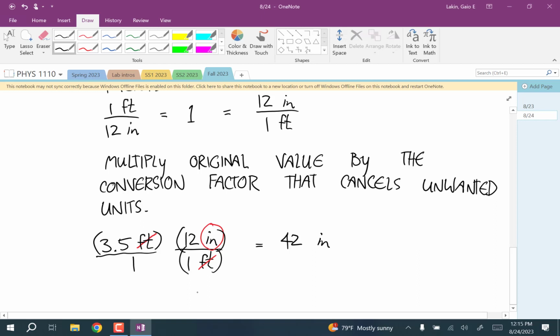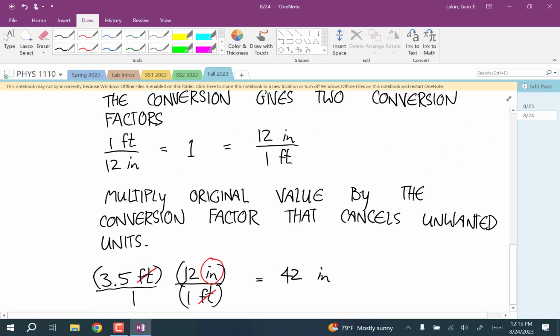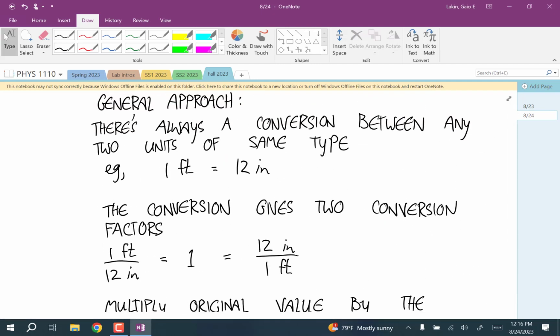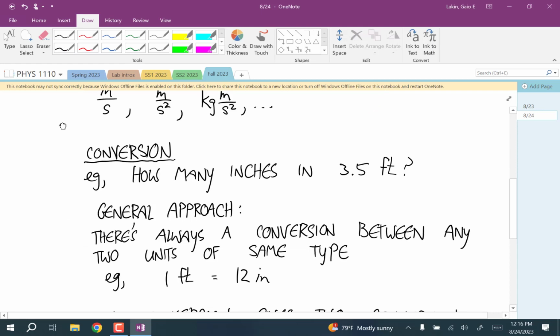Anybody have any questions about that first example? Okay. So this can get more complicated if the units that you're converting are like these combinations. So let's do an example now.